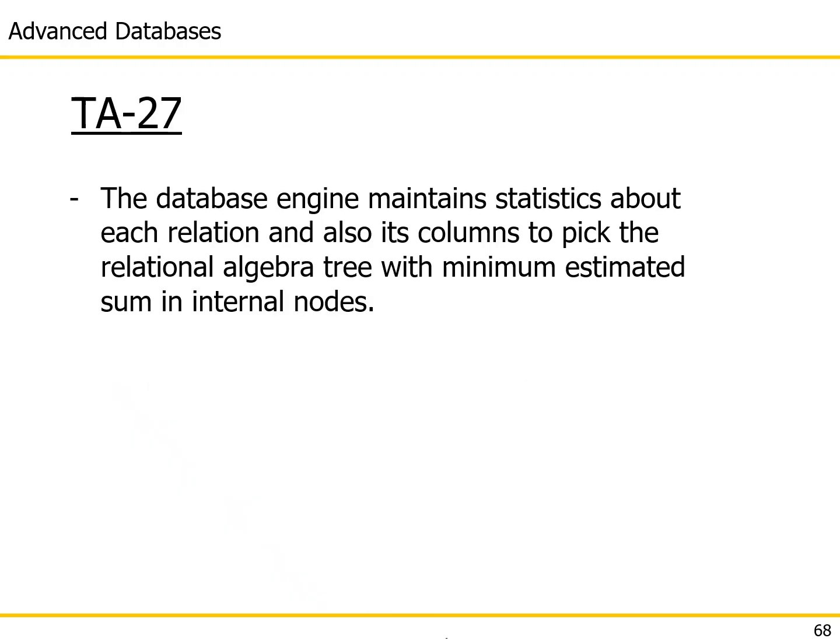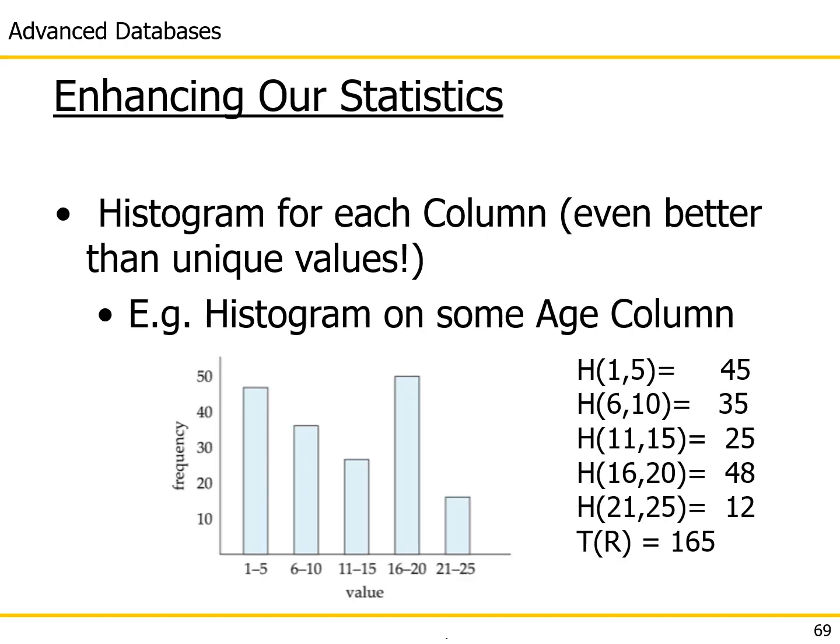So the takeaway: the database engine maintains statistics about each relation and also its columns to pick the relational algebra tree with the minimum estimated sum in internal nodes. You've just seen that. Now, let me give you an extension about how database engines actually do things. Everything we've described is usually done, and even a little bit more. This is the little bit more that you will see in advanced database engines. What advanced database engines do is they don't just keep track of unique values, they actually build histograms on every column.